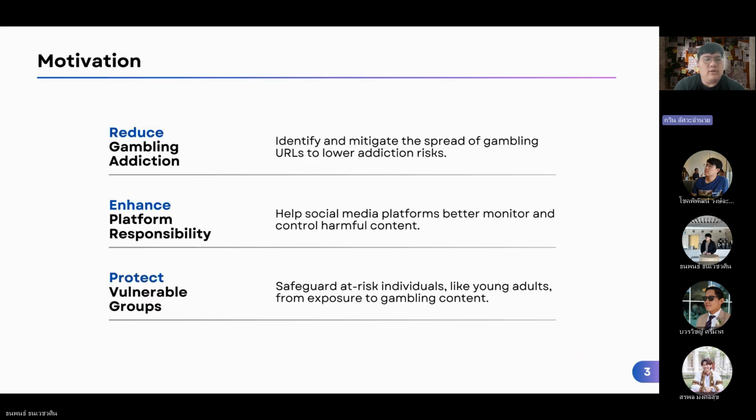Our motivations in this topic are reducing gambling addiction, enhancing platform responsibility, and protecting vulnerable groups.